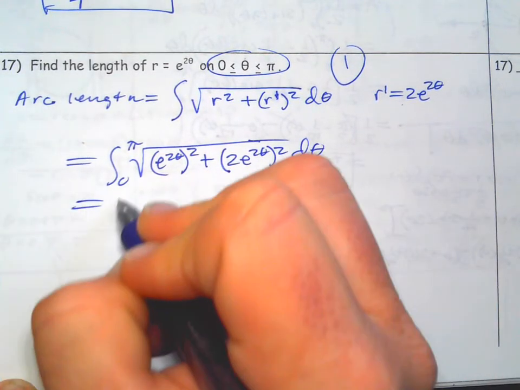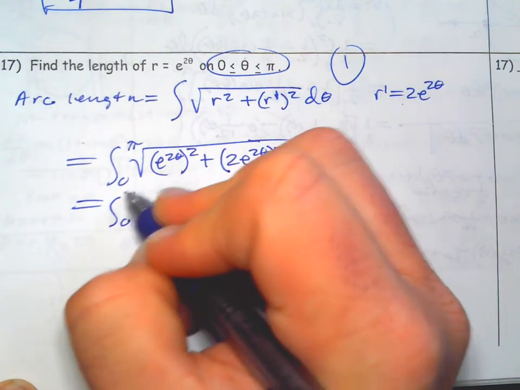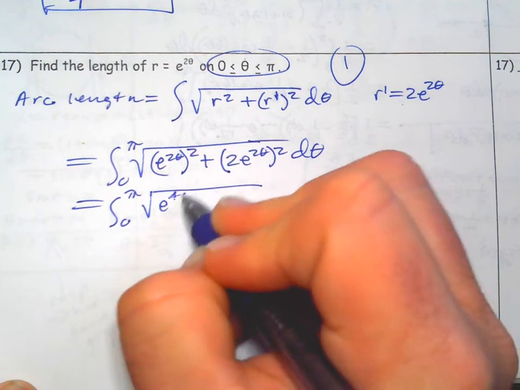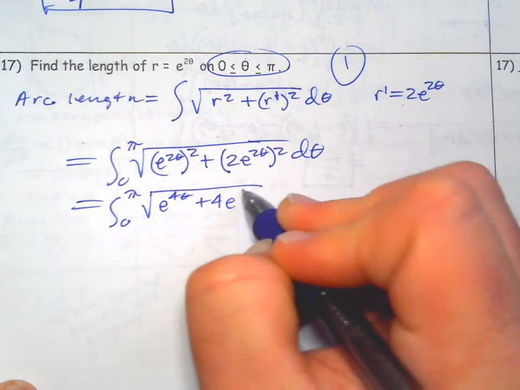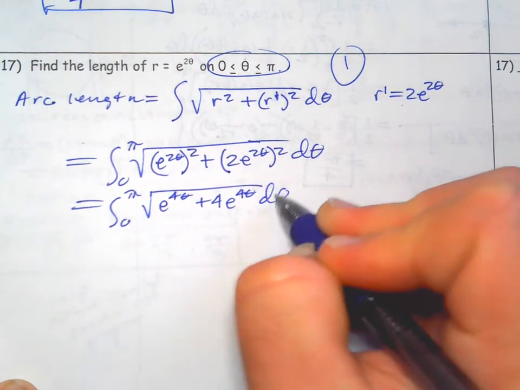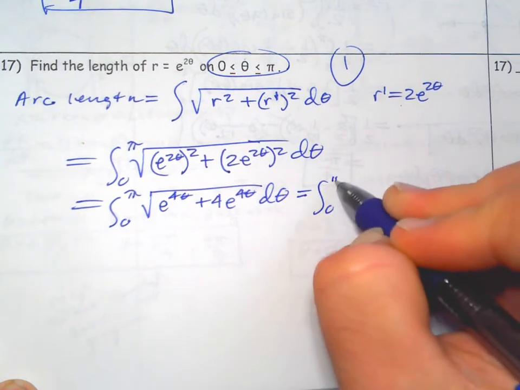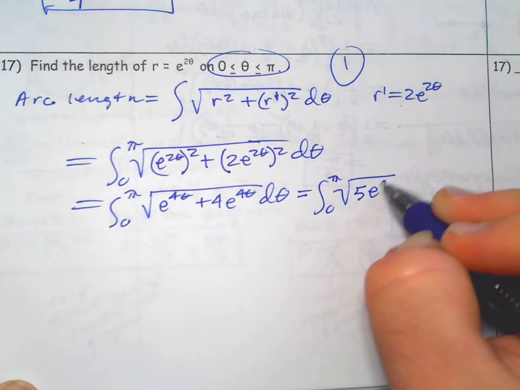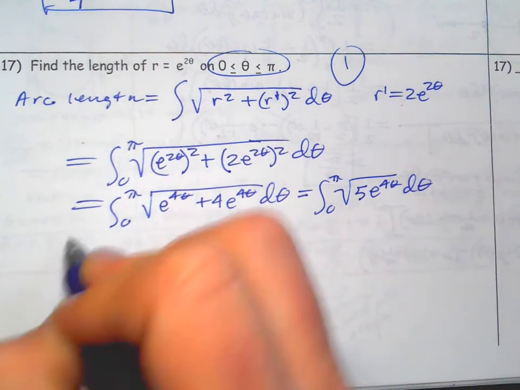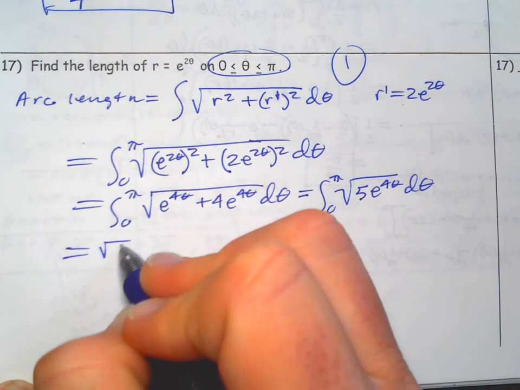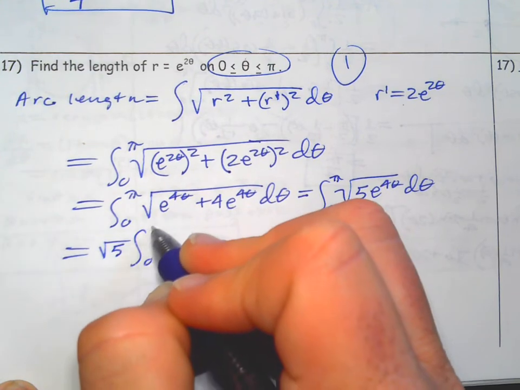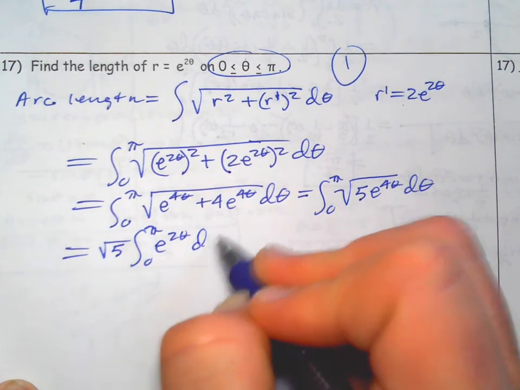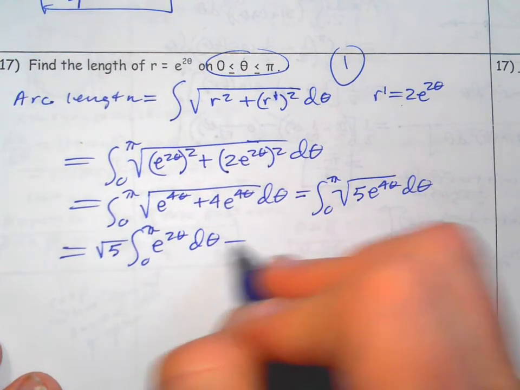And let's see if we can actually solve this without a calculator. I think we might be able to. So it's going to be e to the 4 theta plus 4e to the 4 theta. And then that's going to be 5e to the 4 theta. And then we take square root of 5 out. And the square root of e to the 4 theta is going to be e to the 2 theta. So square root goes away.